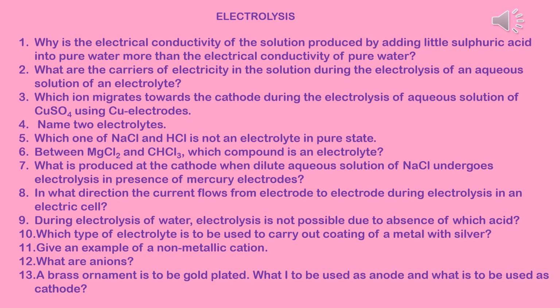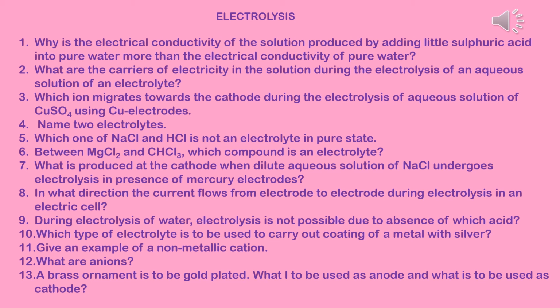Now question number 6. Between MgCl2, that is magnesium chloride, and CHCl3, that is chloroform, which compound is an electrolyte? Answer. Between magnesium chloride and chloroform, magnesium chloride is an electrolyte because chloroform is an organic compound. That's why it's not an electrolyte. Next one, question number 7. What is produced at the cathode when dilute aqueous solution of NaCl undergoes electrolysis in presence of mercury electrodes? Answer. Sodium amalgam.